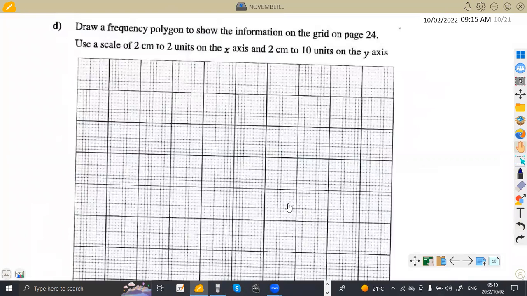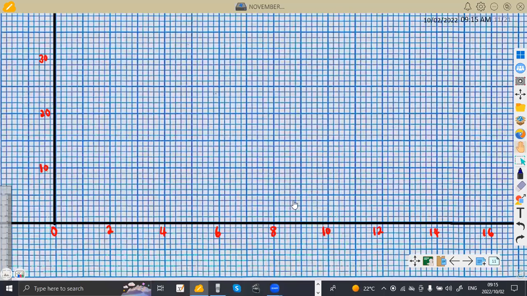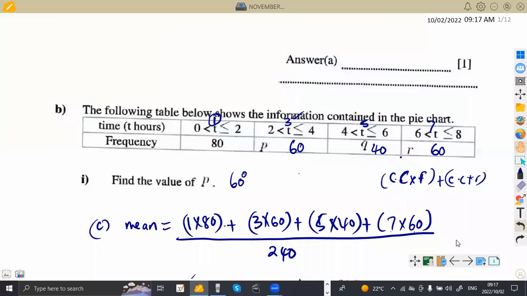Now we are asked to draw the frequency polygon to show the information on this page that you are given. So here, guys, we are supposed to have our frequency polygon. I'm given the scale, so I've done the part here. So we're just going to draw our frequency polygon on this part here. All right, so here I'm going to use this table. This is the table that you're going to work with actually.